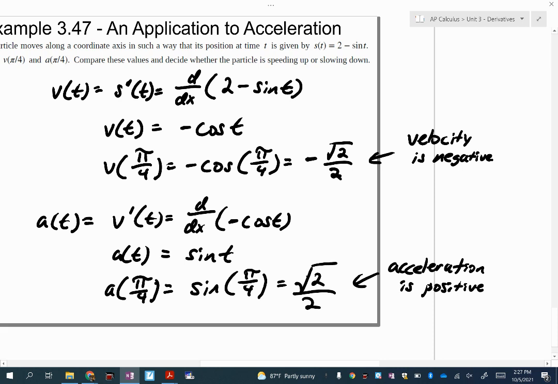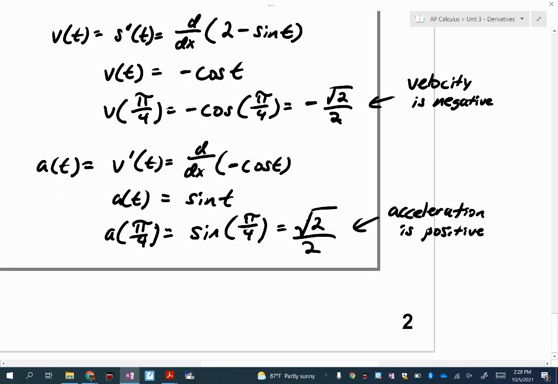Now, we had this exact same scenario happen in a previous lesson where velocity is negative, so our particle is moving from right to left. But the acceleration is positive, so it's actually going the opposite direction. So if you're accelerating in the opposite direction of the direction that you're moving, that means you're going to be slowing down. So this particle is slowing down.